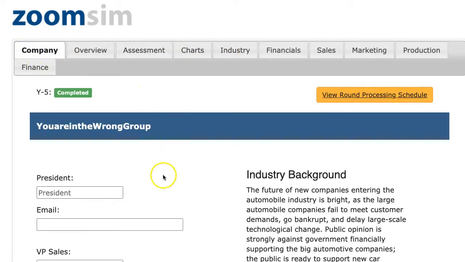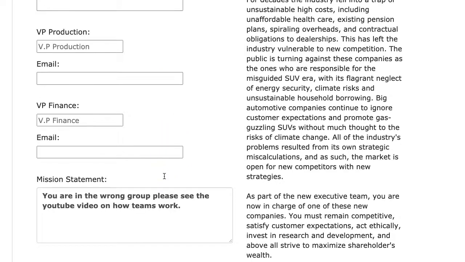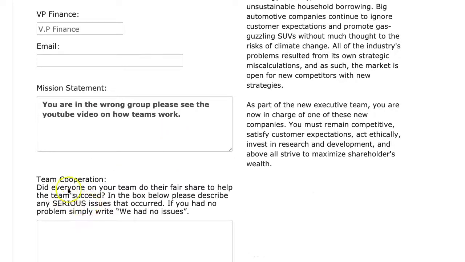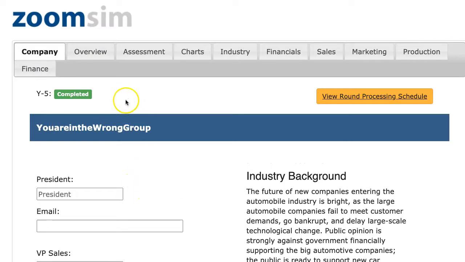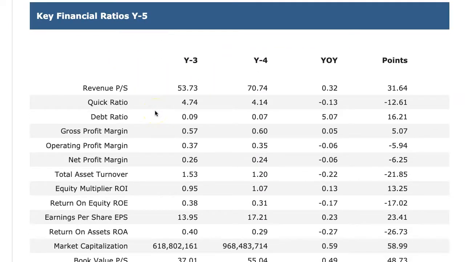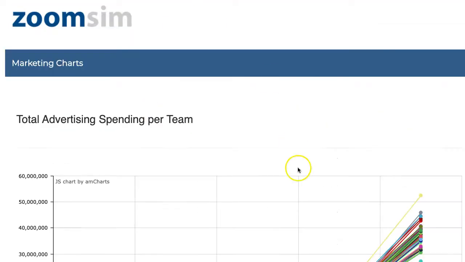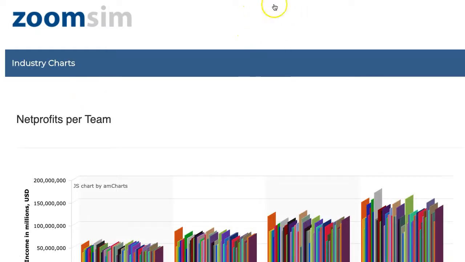Now remember, on your company page, you have team members. So in the team cooperation area, you can follow up if any team members are really not helping. You should also talk about one thing that greatly helps. I've noticed that some teams that are doing very well in the rounds, performing very highly in their overall scores, are teams that are working together.